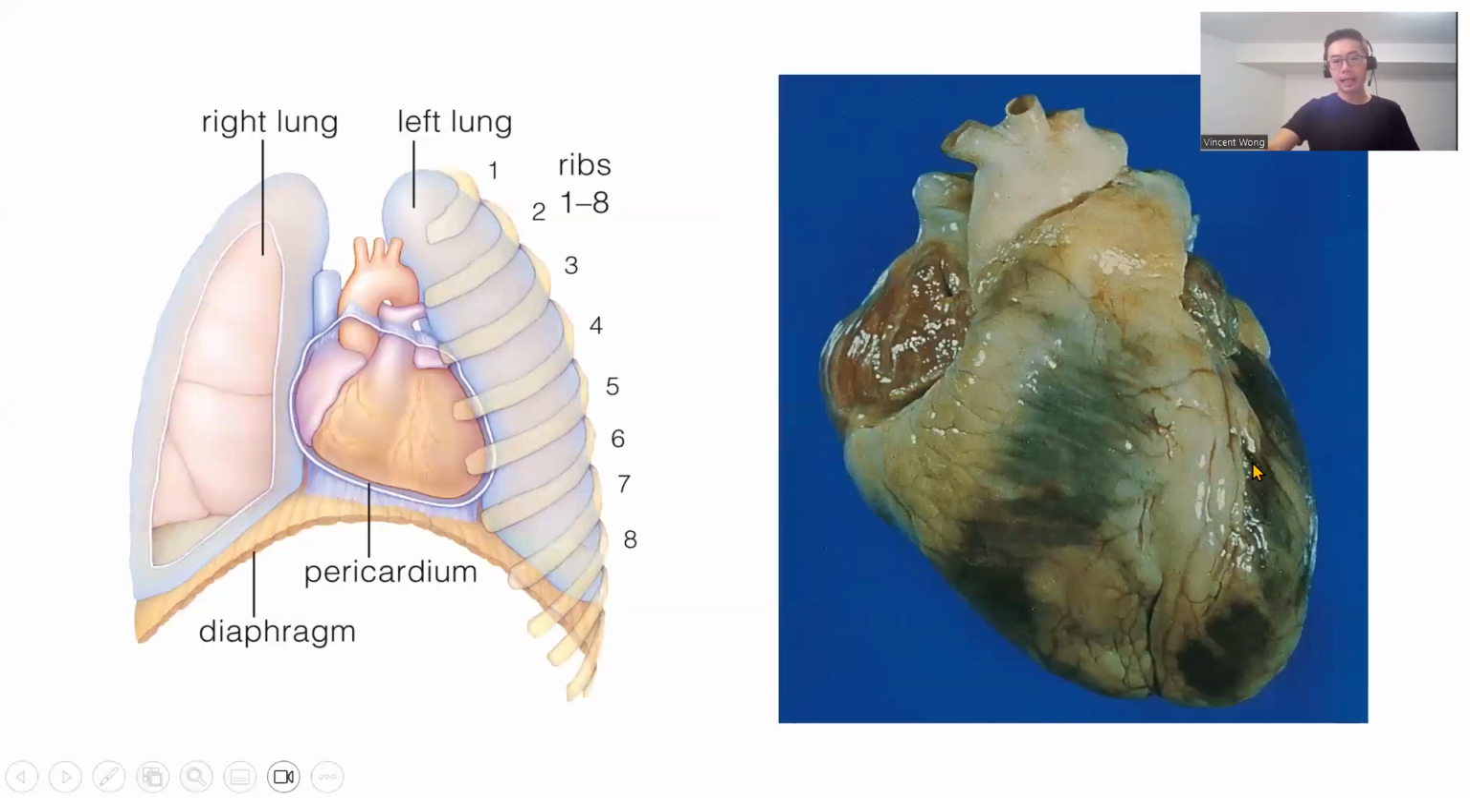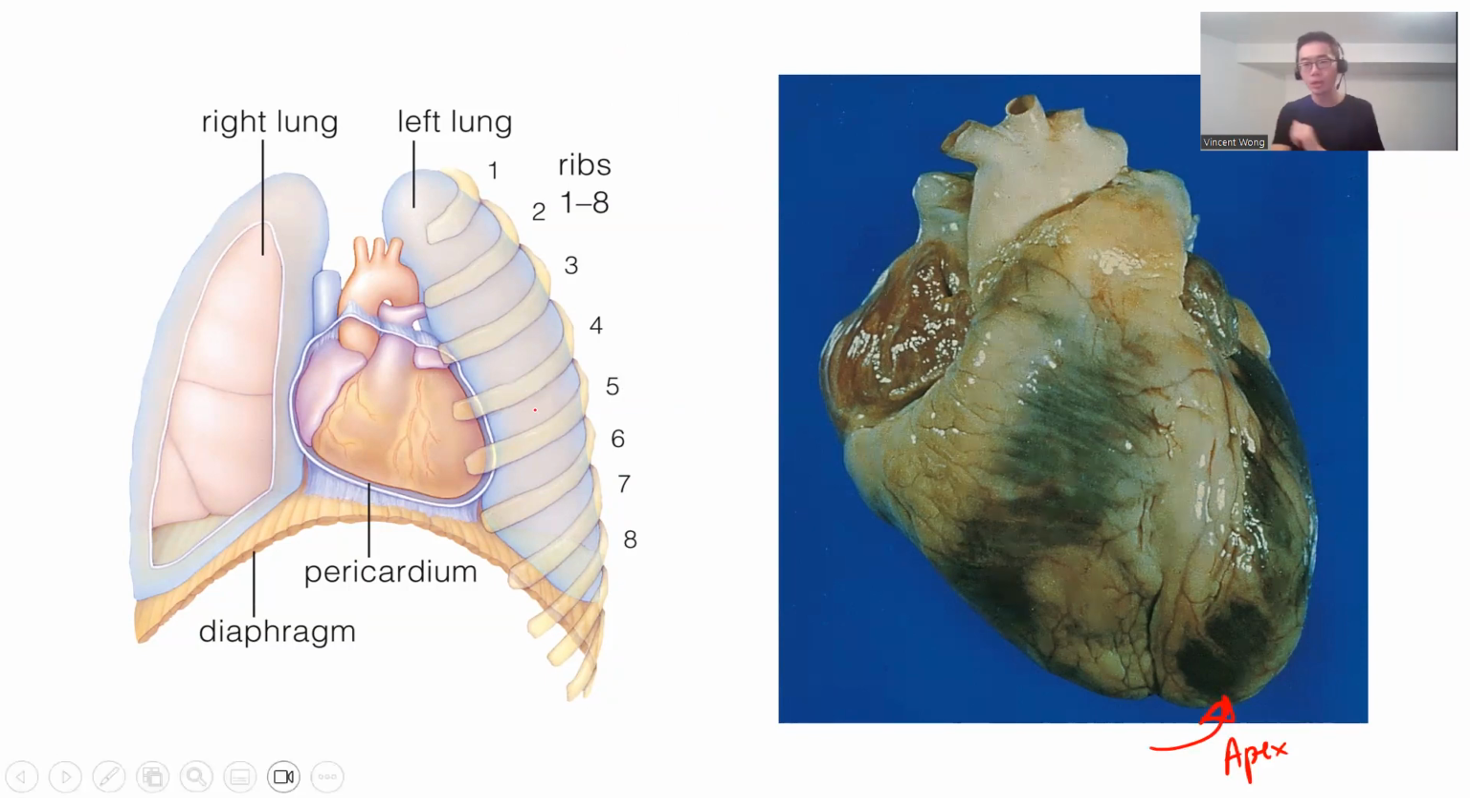So there, that's the actual heart. I don't know who came up with the idea that we should draw hearts like that. The heart looks nothing like that. As you can see, this is the real thing, and that's the apex right there.